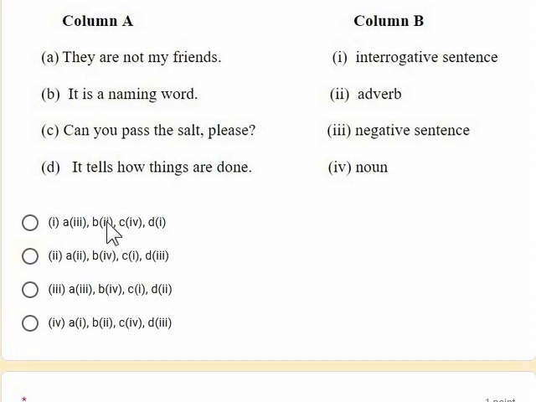Now we are left with option number 1 and option number 3. So now let's check. Here A will be number 3. Very good. Now it is a naming word, that is, B will be number 4. So here in number 1, B is number 2, so it is also not the correct one. So our correct answer is A3, that is option number 3. A3, B4, C1 and D2.